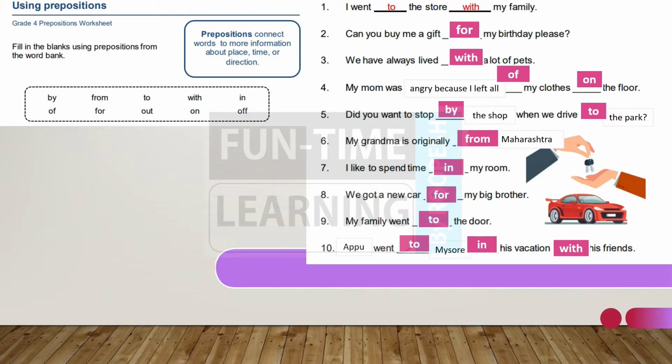That means the second sentence here. Can you buy me a gift for my birthday? Please. Here for vendi എന്ന അർത്ഥത്തിൽ വരുന്ന for ആണ് ഉപയോഗിക്കുന്നത്. We always lived with a lot of pets. കൂടെ. My mom was angry because I felt all of my clothes on the floor.